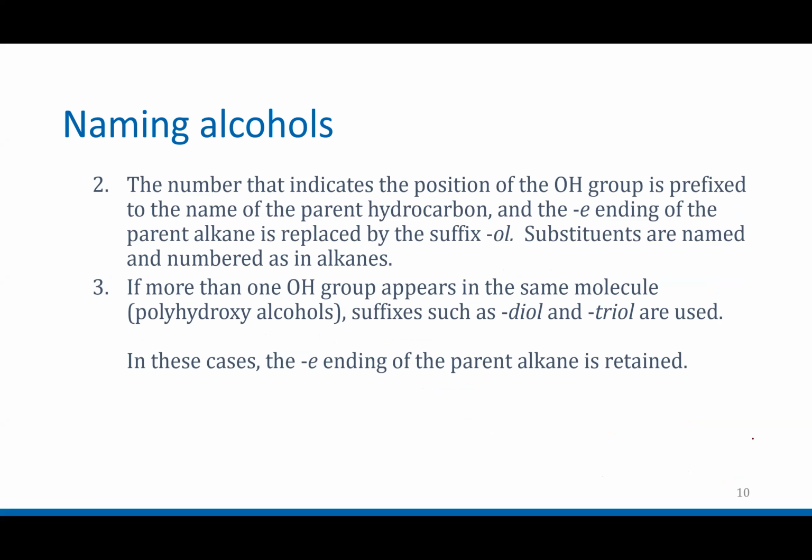Now, let me go through these rules and I'll just check the chat there. The number that indicates the position of the OH group is prefixed, just like naming an alkene. What I mean by prefix is I need to know the number of where the alcohol is, like the location. So 2-propanol would be an alcohol. Propane is the base, so we have 3 carbons, and on the second carbon, we would have the OH group.